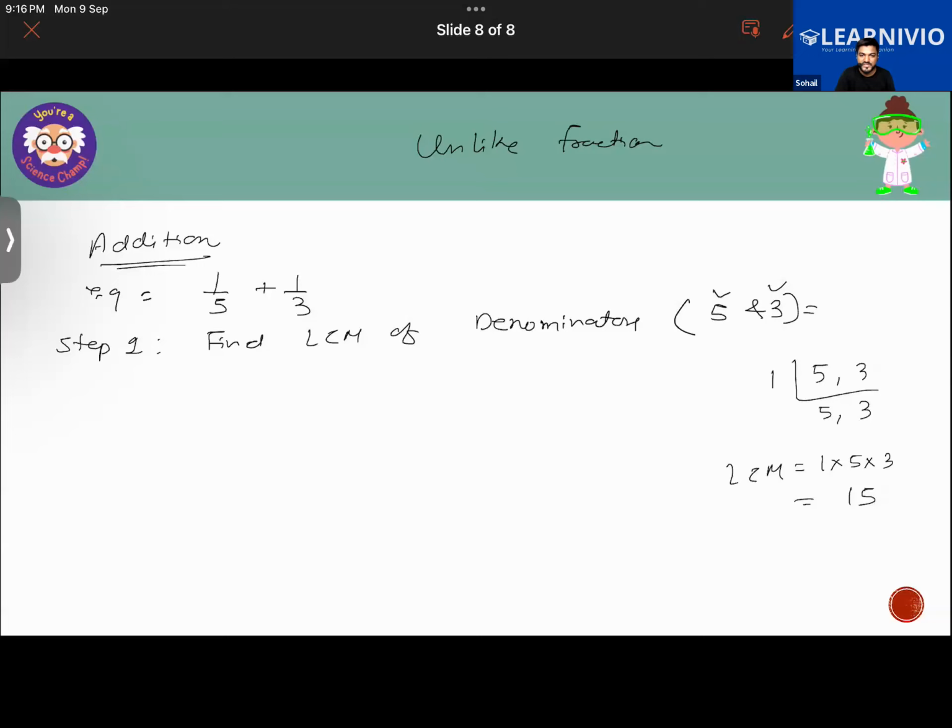Did you guys forget about the LCM method? We have another method to find LCM. Just write down the common multiples. 5 1s are 5, 5 2s are 10, 5 3s are 15, 20, like this. And write down 3 1s are 3, 6, 9, 12, 15, 18, 21, like this. And we find that the lowest common multiple here is 15.